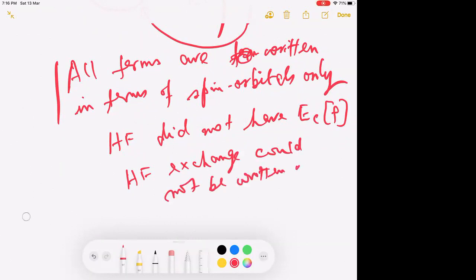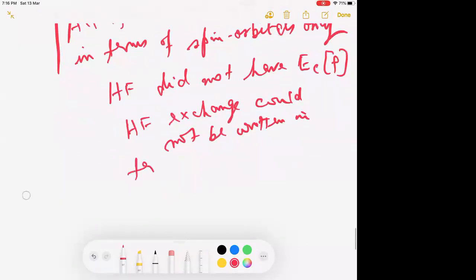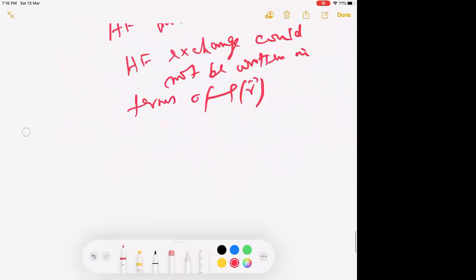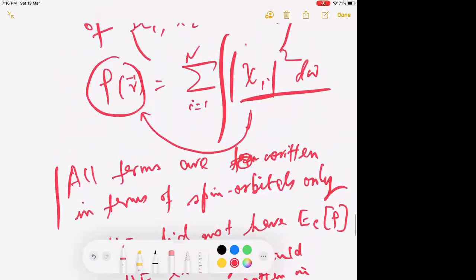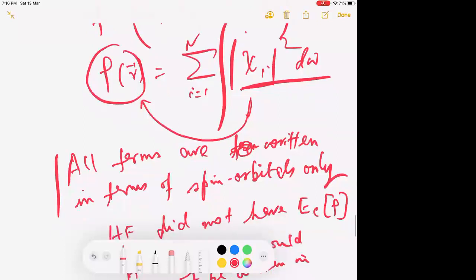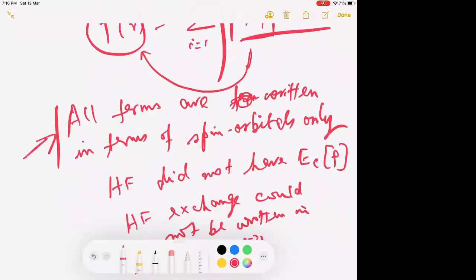So any EX that I'm going to write here is going to be an approximation that I already told you, but that I will not worry about right now. But whatever I write, it is possible to write this in terms of density and eventually in terms of the spin orbitals. So all expressions of energy are now in terms of spin orbitals.